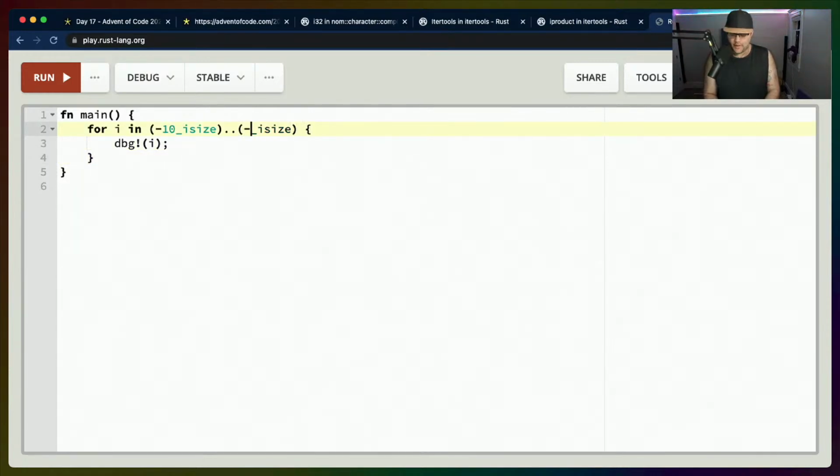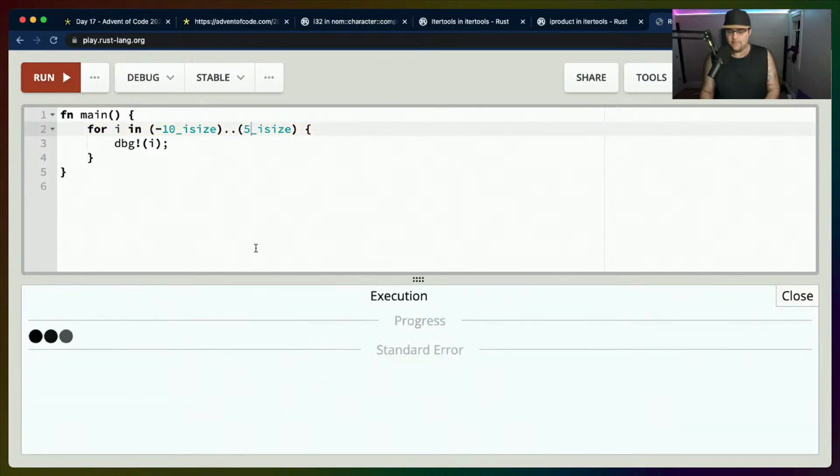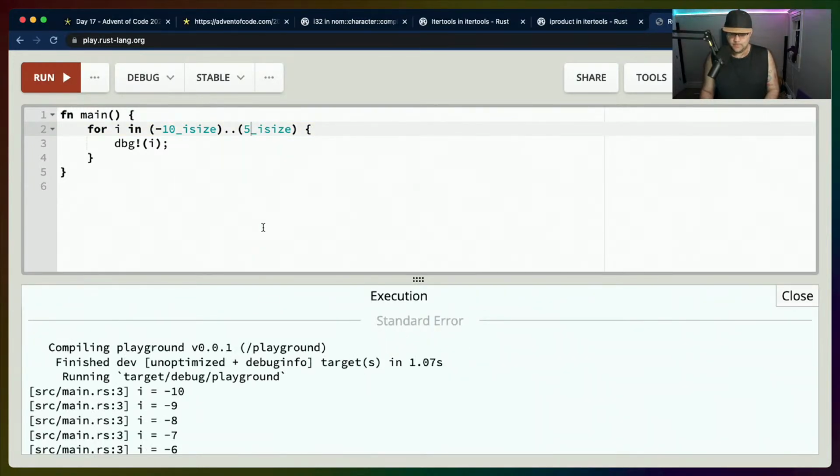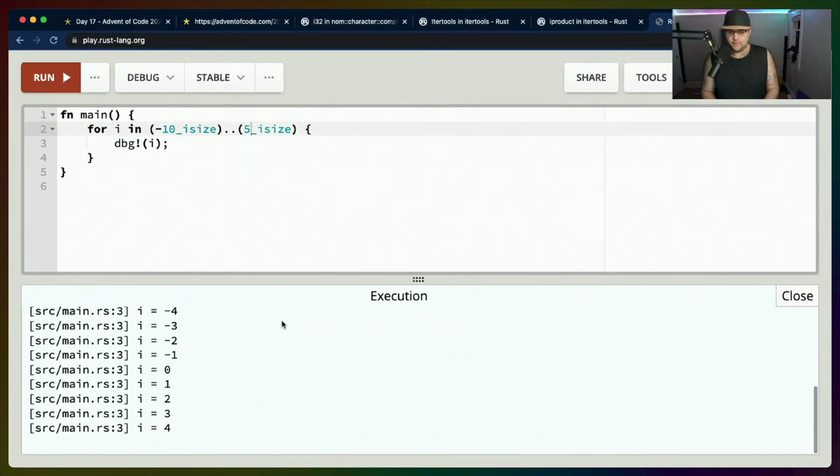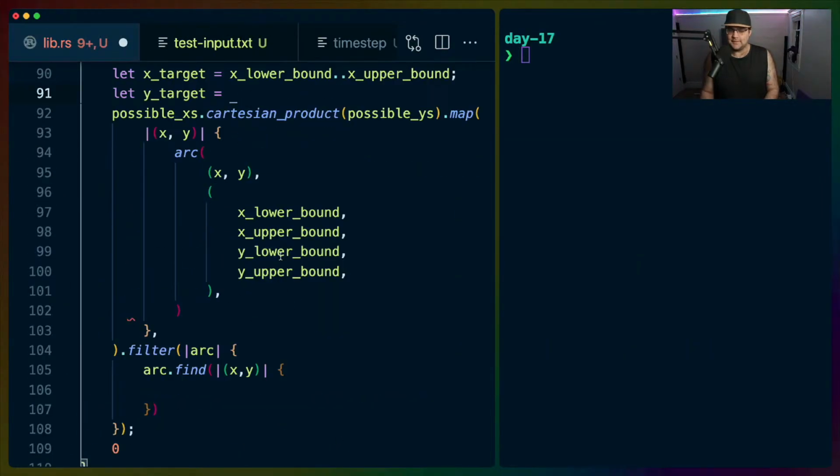So if this breaks parallel, then we're still good, right? Yes, cool, great. That's exactly what I want.